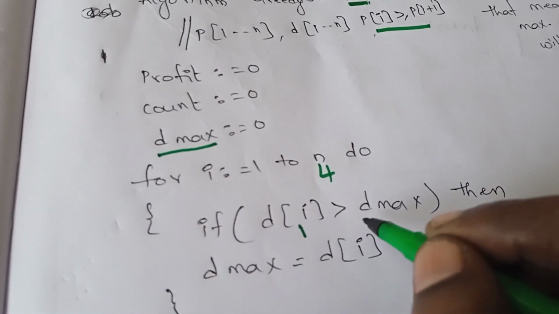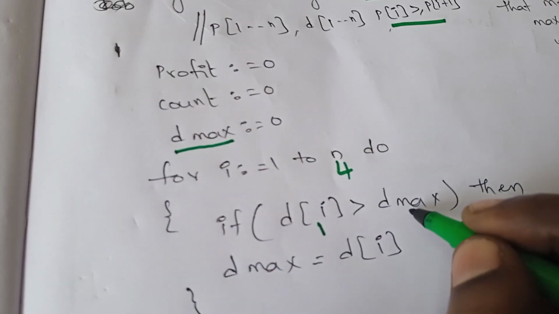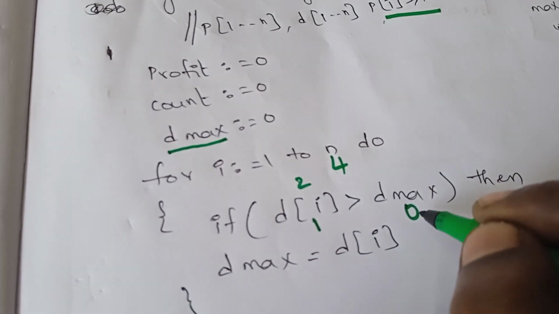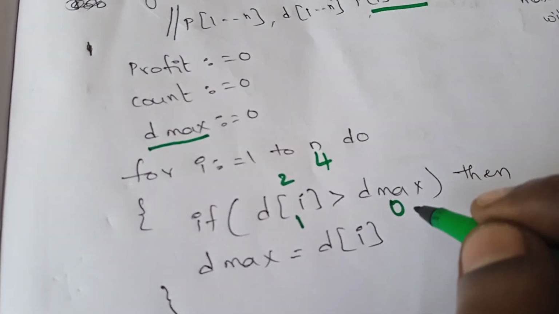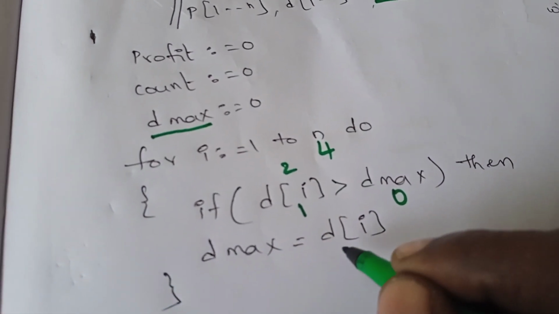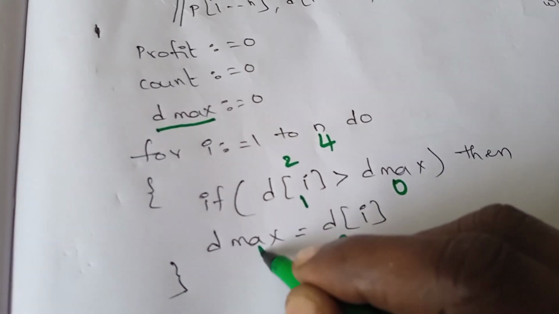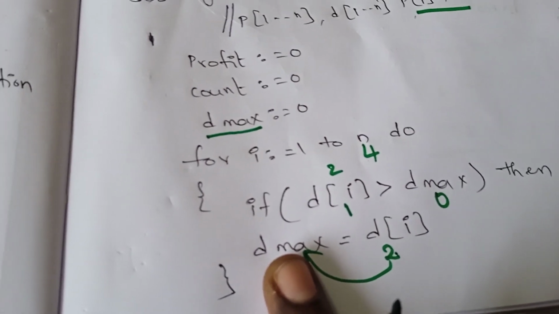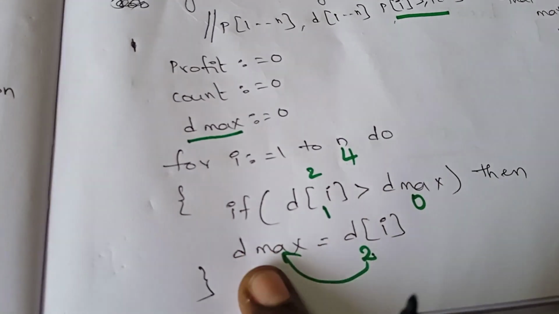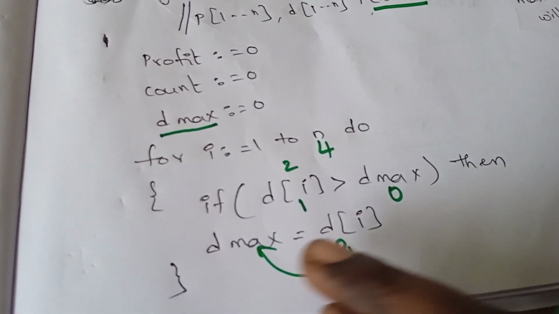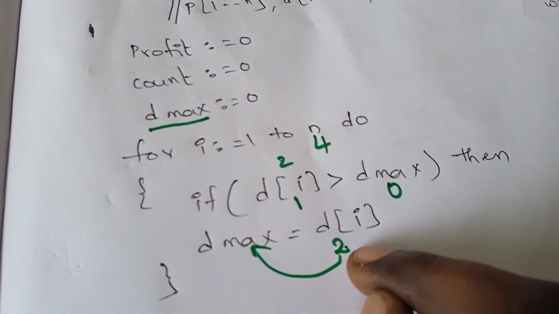Now, D maximum is what? We were taken 0. D of 1 is what? 2. 2 is greater than 0? Yes, it is greater than 0. So, D max is equal to D of I. That means D of I is 2. 2 will be stored in D max. So, this D max means what? It is the maximum deadline. So, there is a task which can execute in this 2 deadline.